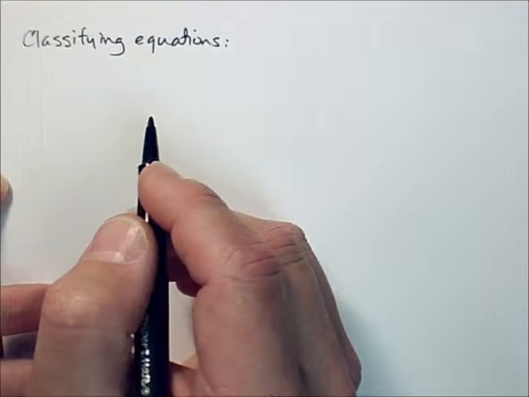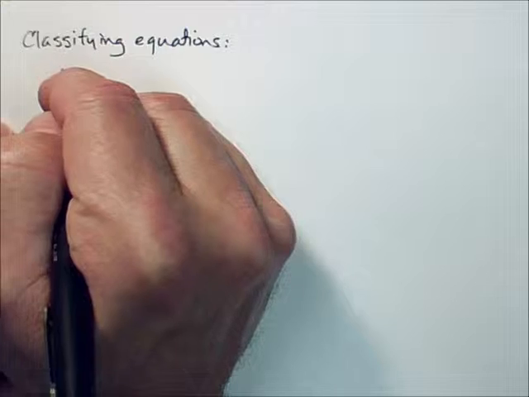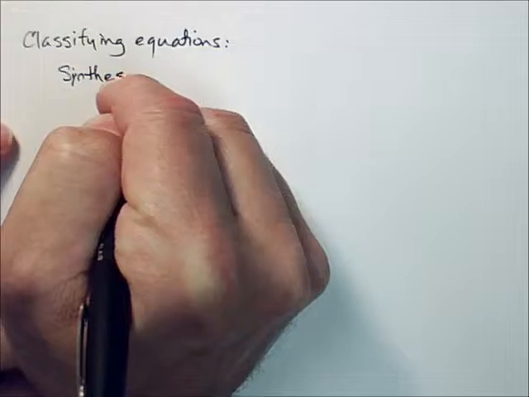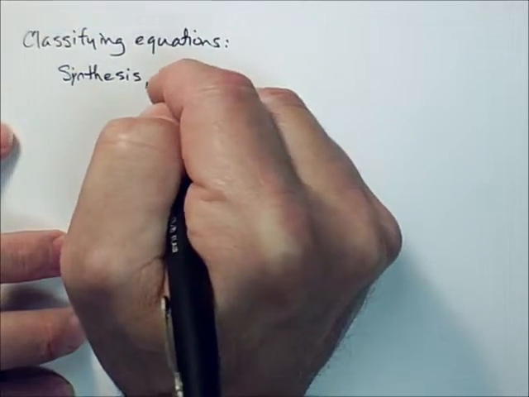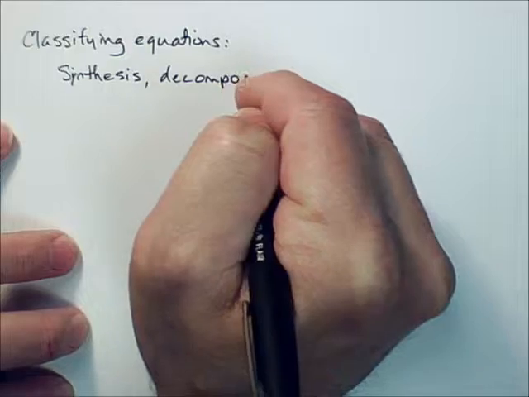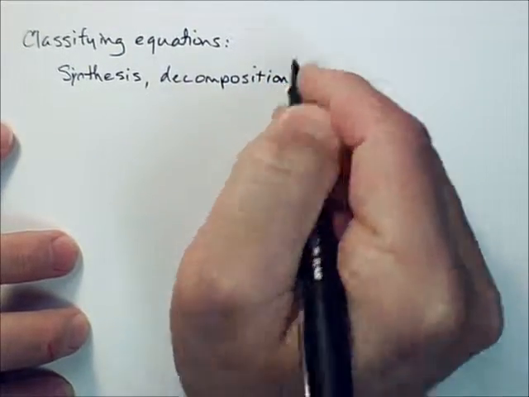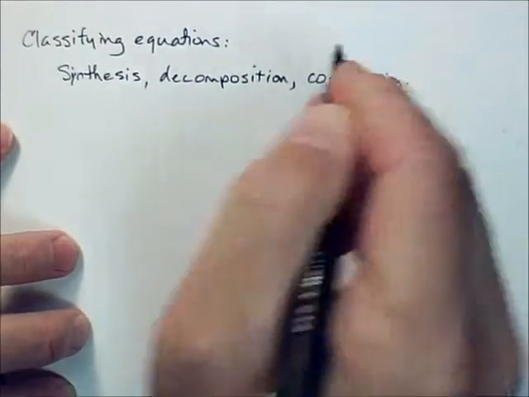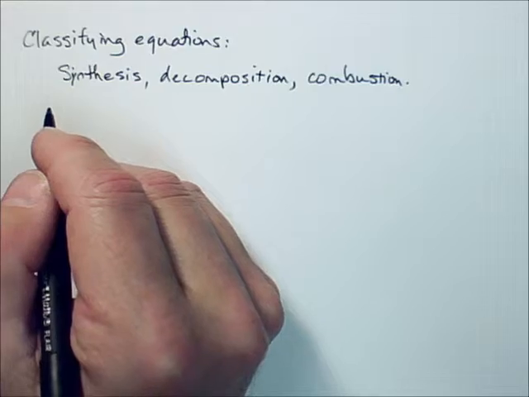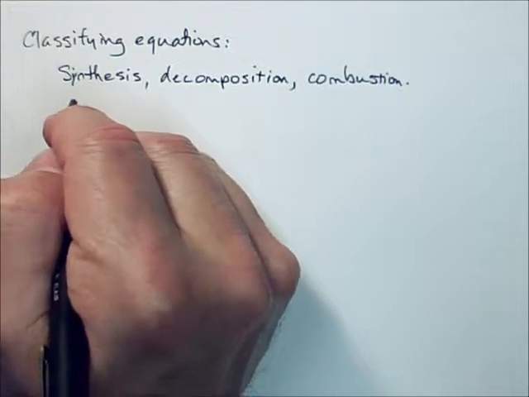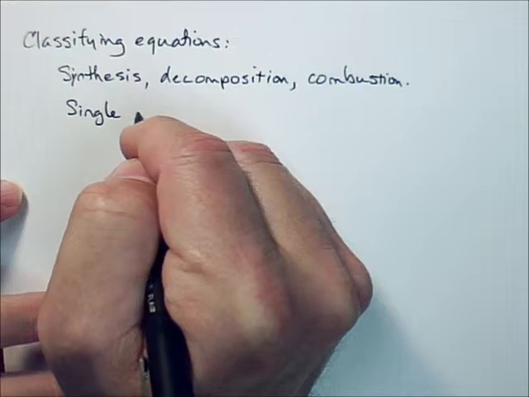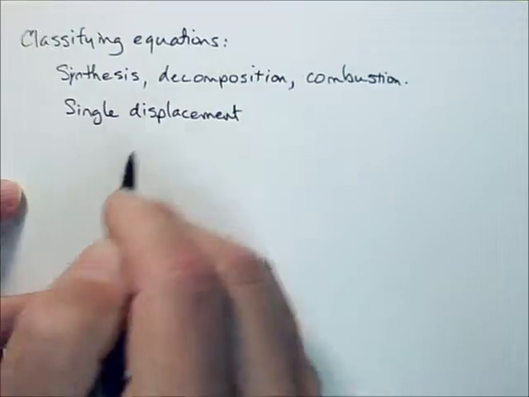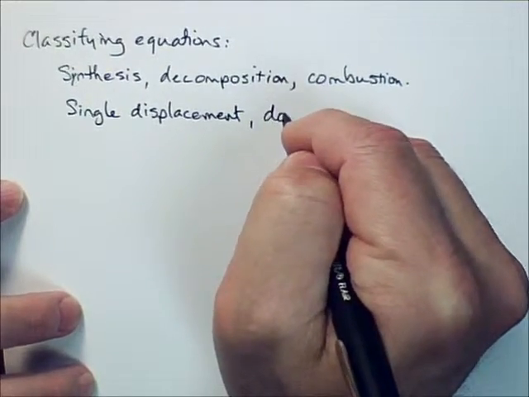The three kinds of equations we learned to classify earlier in the week were synthesis, decomposition, and combustion. Now, we spent a little time talking about single replacement. We're going to go over that again. And I like to call it single displacement. And then we're going to go over double replacement.